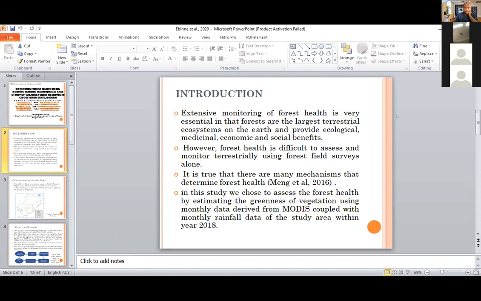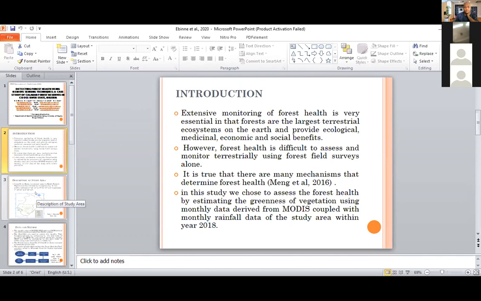forest health. In this study, we used MODIS products, MODIS NDVI products, EVI products, ET, and rainfall data to detect forest health in the study area. That's exactly what we did in that case.